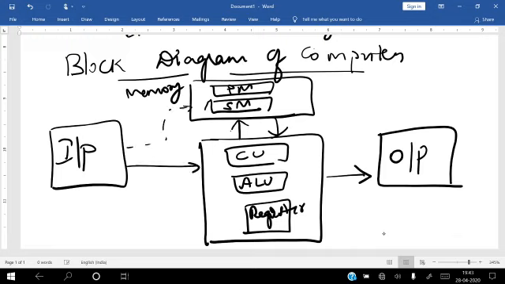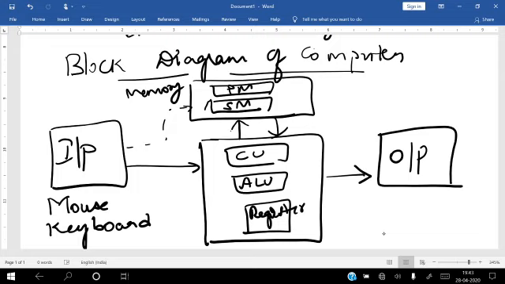Now, what is an input device? An input device is a device which is used to input or give the data into a computer system. This device may be wired or wireless. As an example, how do you give the input? You can give it through your mouse or you can give it through your keyboard. These are some of the input devices.